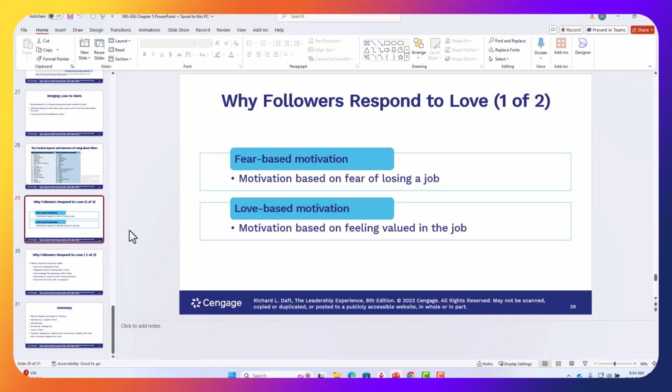Why followers respond to love. Fear-based motivation: motivation based on fear of losing your job. Love-based motivation: motivation based on feeling valued in the job. You see the difference. One is based on fear of losing the job. The other is based on feeling valued in the job. One is a place where you probably don't like the culture or the vibes. The other is a place where you feel valued and you probably like to go to work, and you enjoy who you work for and who you work with.